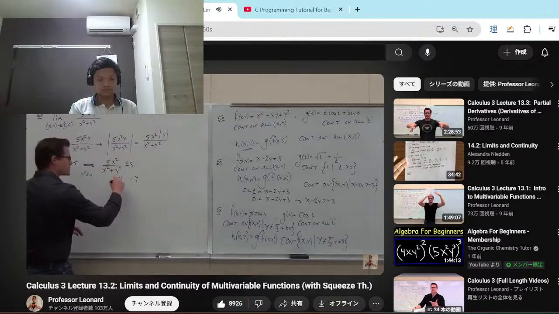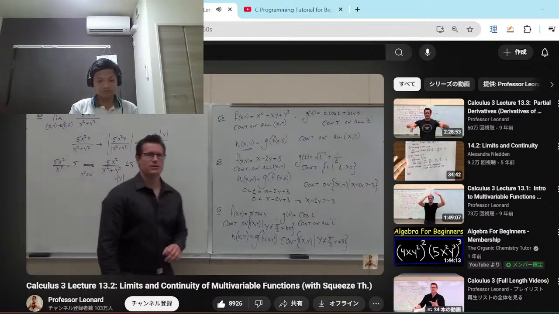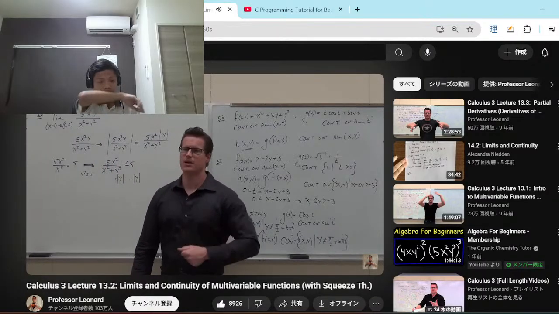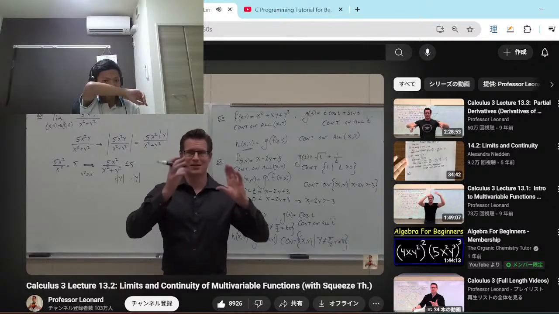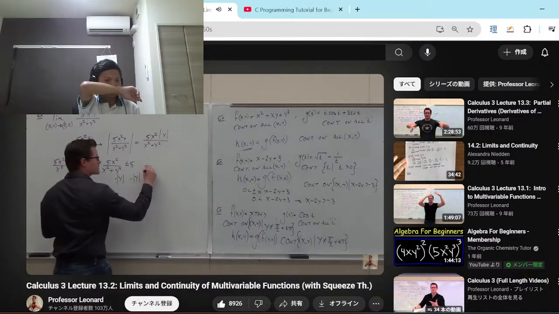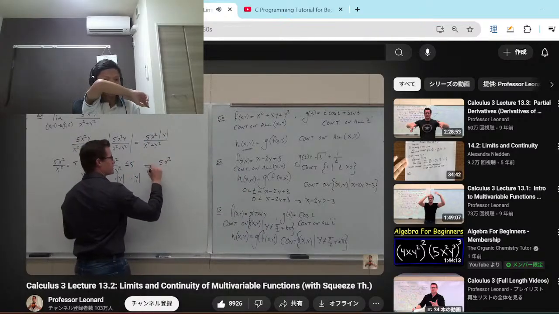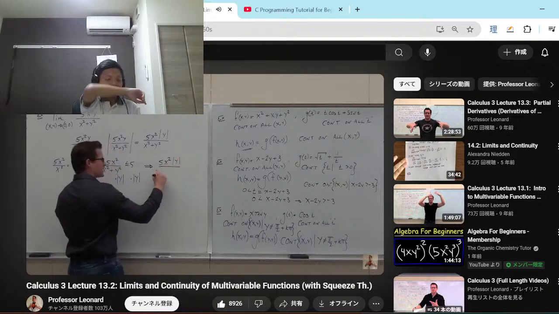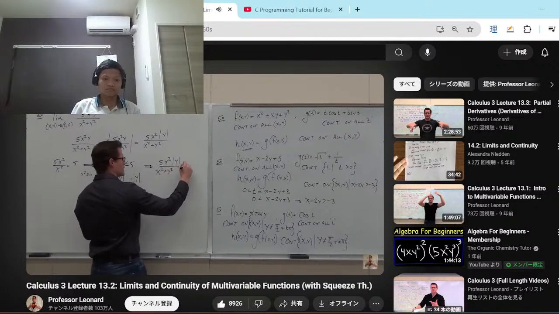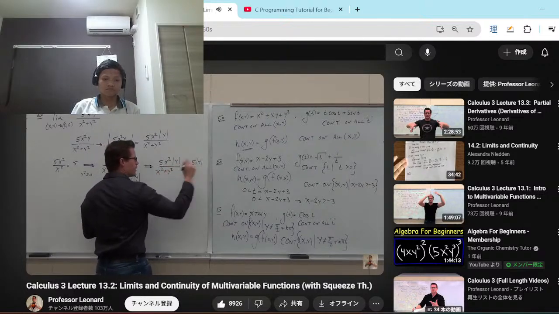However, if I force this thing to be absolute value, now I'm multiplying by what type of number? For sure positive. Do I have to flip the inequality? No. Okay, what it gives us is 5x squared, absolute value, over x squared plus y squared is less than or equal to 5 absolute value y.